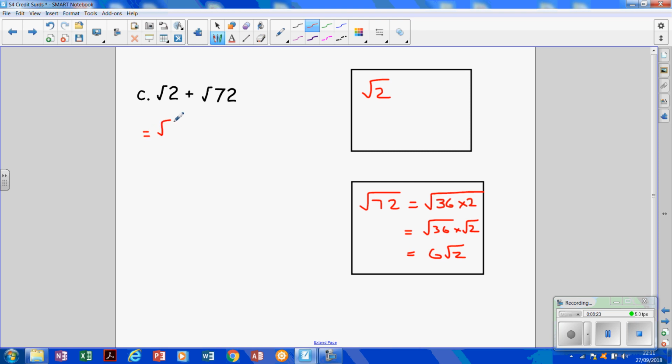Back up here, we've got 1 root 2. And I want to add on this root 72, which is the same as this. So we've got 6 root 2s. I've got one of them sitting there. We don't put the one at the front, but it's just one of them, plus another 6 of them, is 7 root 2s. And that's our final answer.